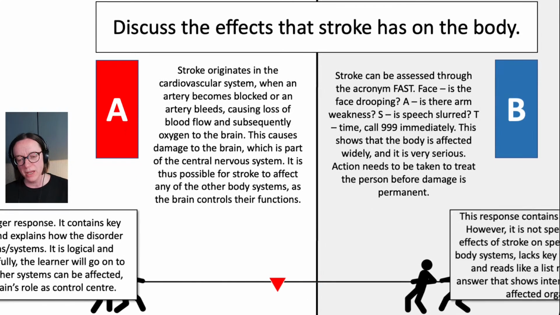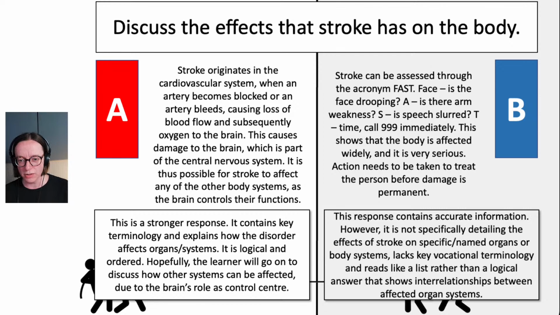Okay, so this time student A has the stronger answer. So it's a stronger response, it contains key terminology, and it explains how the disorder of stroke affects organs and organ systems or body systems. It's logical and ordered, and I'm hopeful as an examiner that the learner would go on to discuss how other systems can be affected due to the brain's role as a control centre. Okay, so that's a really nice way to start off a discussion on stroke.